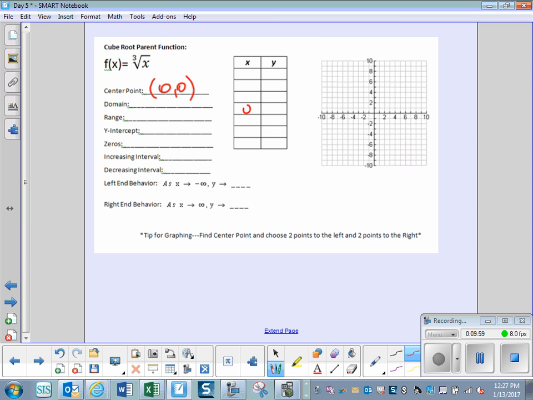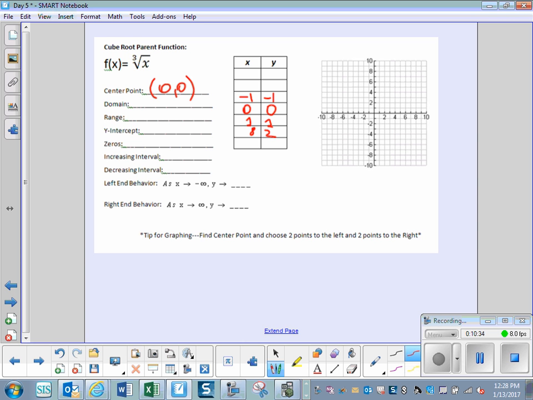So I put my 0, 0 in the middle of my table, and then I need to choose some points above it and some points below it, meaning some points on the left of the center point and some points on the right. So the first one on the left, the good one, is -1, -1. The first one on the right is 1, 1. If I don't have my graphing calculator, I can also do this manually. So what do you think would be a good next one after 1, 1? It would be 8, 2.